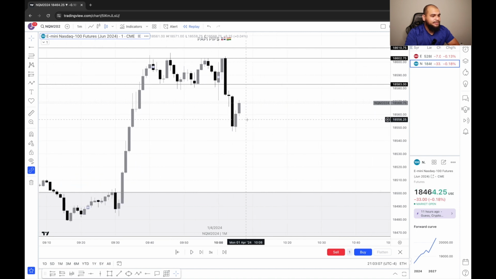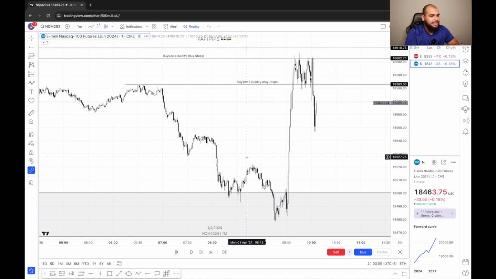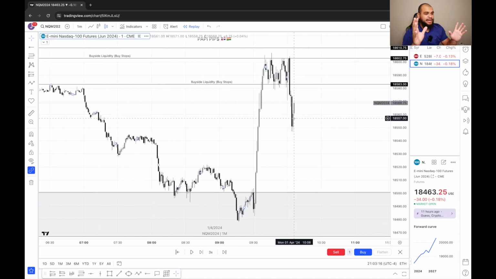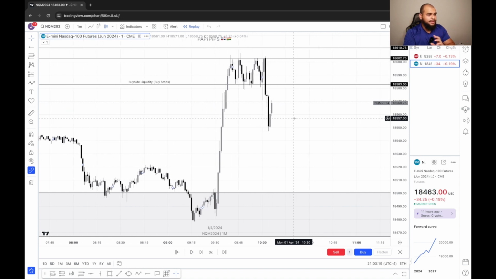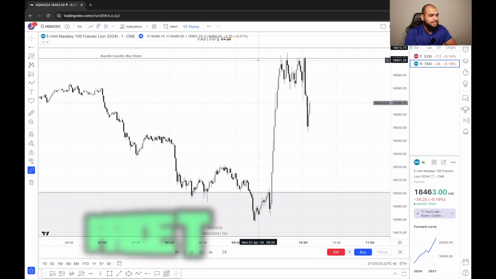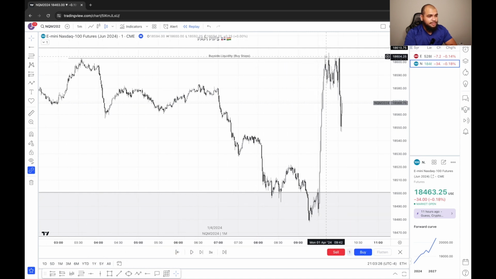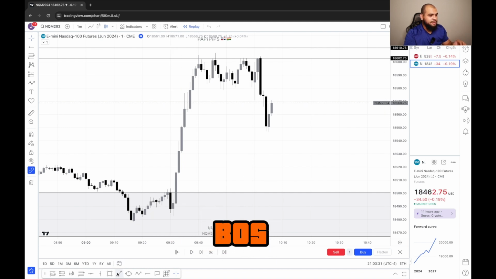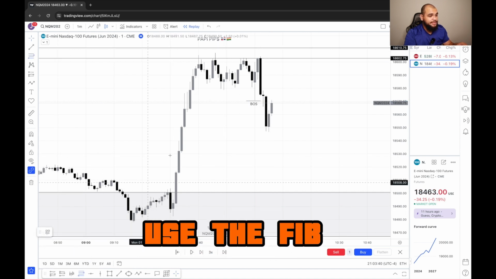Alrighty. So right at this point, right, we're about 10:06. I already see my setup. I know I'm getting in a sell, right? And I'll just go ahead and delete this level. Price took out liquidity right here. We then got a break of structure. We're going to use our fib to get OTE.